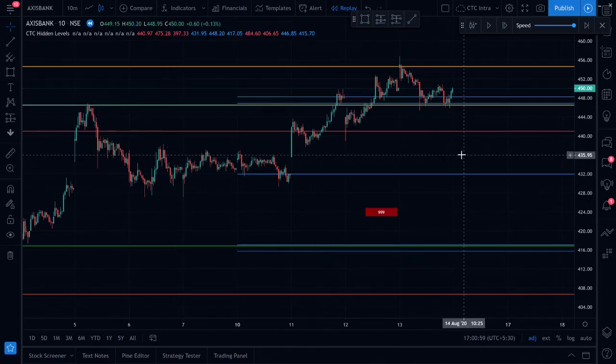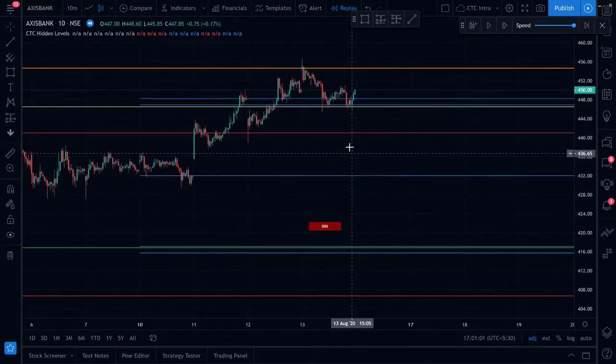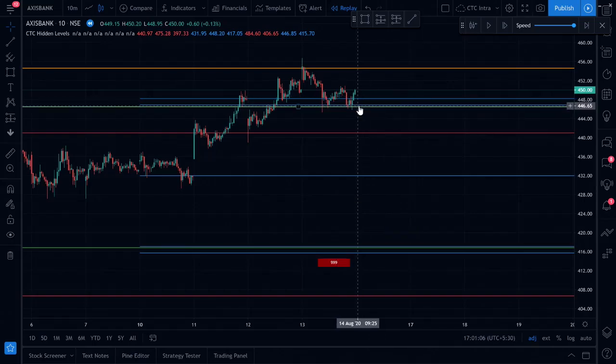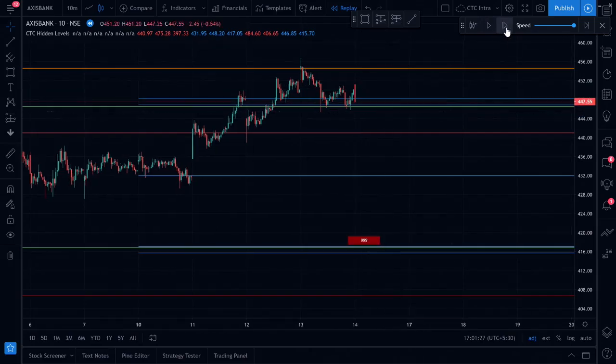So now what do you see? You see that there are many levels forming here, and we are also seeing a head and shoulders forming. So this level, this confluence of levels becomes important. If the price breaks down, we go short. Let's see the first candle of the day.